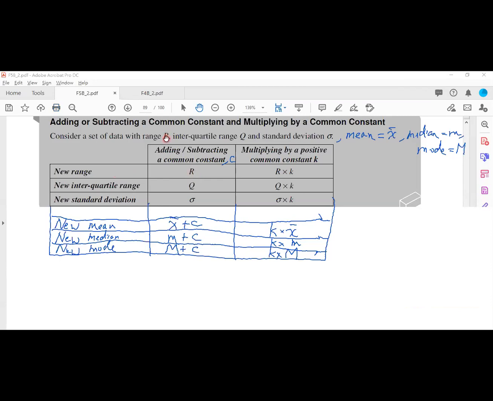is just equal to R. That is the original range. And then the new interquartile range is Q. That is the original IQR. And then the new SD is equal to sigma. That is the original sigma.